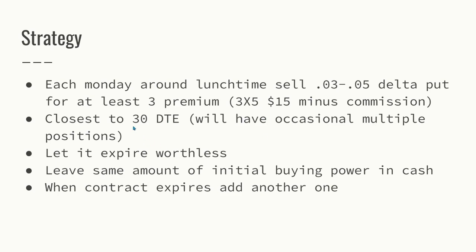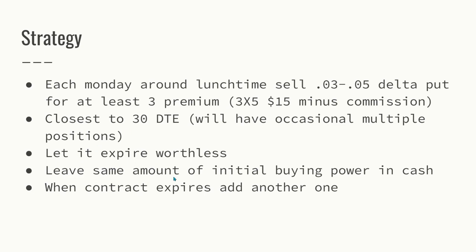And you want to get the closest to 30 DTE. Sometimes it'll be a little bit higher, a little bit lower. You might have an occasional multiple position. If you happen to sell one around 35 DTE, the next week might still be around 27 DTE. You're going to let this expire worthless, again, to save on commissions.